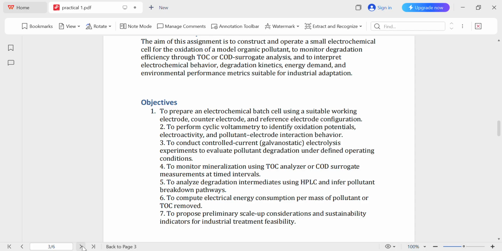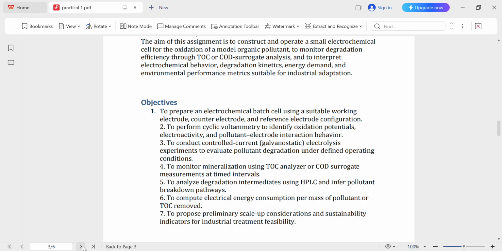Next, to conduct a controlled current electrolysis experiment to evaluate the pollutant degradation under defined operating conditions. Means using controlled electricity to clean the pollutants, and studying how the pollutant is removed under the set lab conditions. Take TOC and COD surrogate measurements at time intervals to measure how much pollutant is converted to harmless products. Use the TOC and COD tests to track this over time.